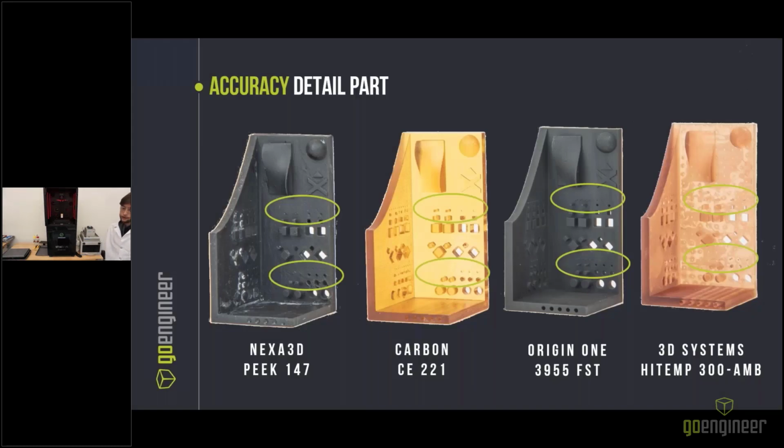Here's another part that was printed on all of these machines. Highlighted in green are supposed to be some very, very tiny posts, but the only part in which those posts are evident is the Origin 1. The Nexa has very high warpage and rounding to the square corners with missing features. The Carbon has low accuracy and, again, missing features.